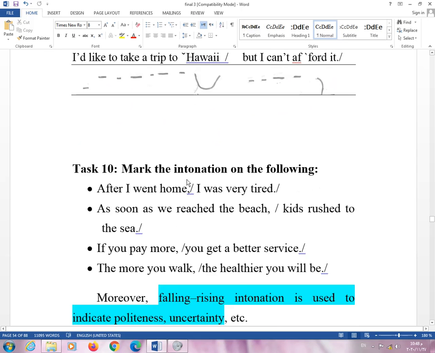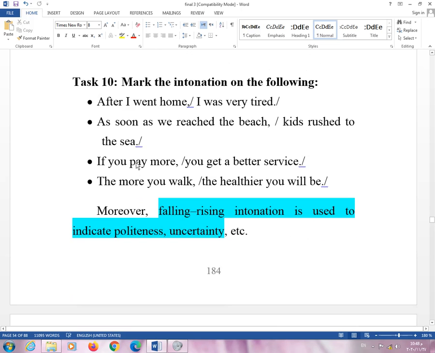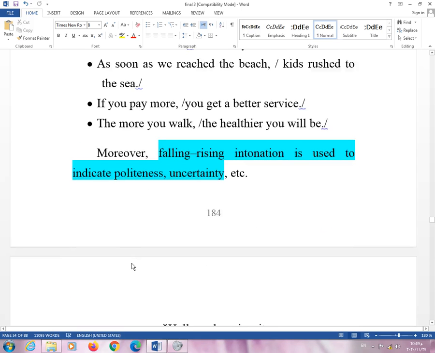Mark the intonation on the following. After I went home, I was very tired. As soon as we reached the beach, kids rushed to the sea. If you pay more, you get a better service. The more you walk, the healthier you will be. Okay. Moreover, falling-rising intonation is used to indicate politeness and uncertainty.